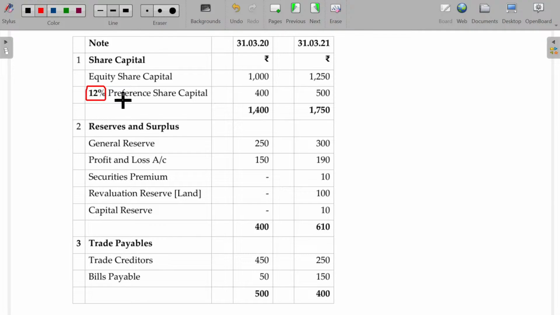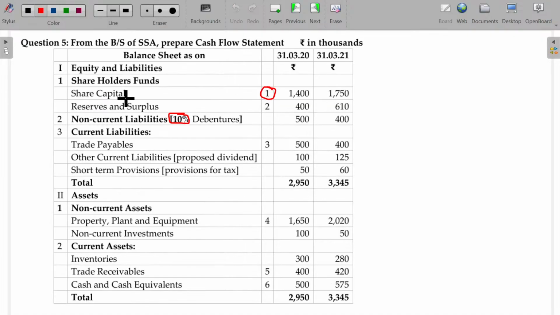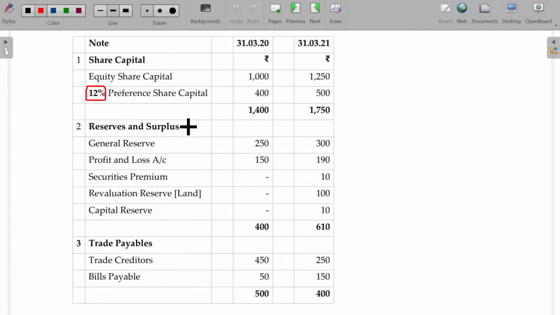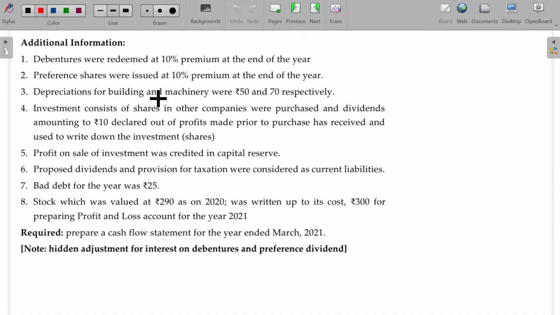Then there may be preference dividend payment. Here there may be interest payment. The interest payment for the debenture debited to the P&L account, but actually it's a financing item. It should be posted in the cash from financing. Same way, the dividend should also be transferable to the cash from financing. Hidden adjustments for interest on debenture and preferred dividend. So rest will be the same, like you can guess and finish up easily.